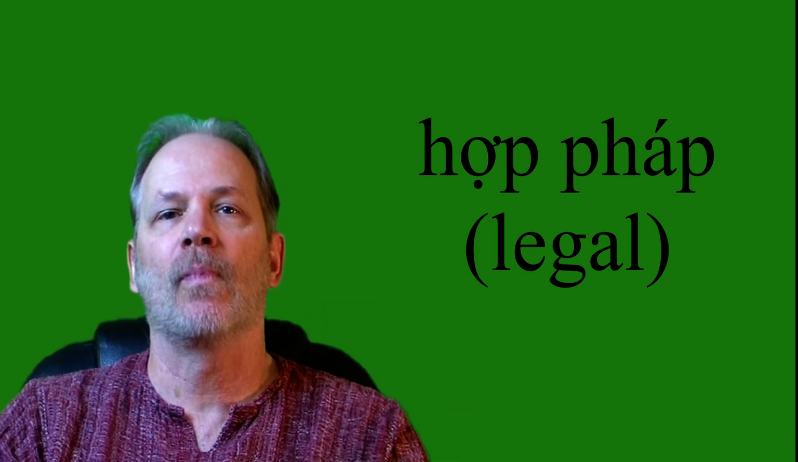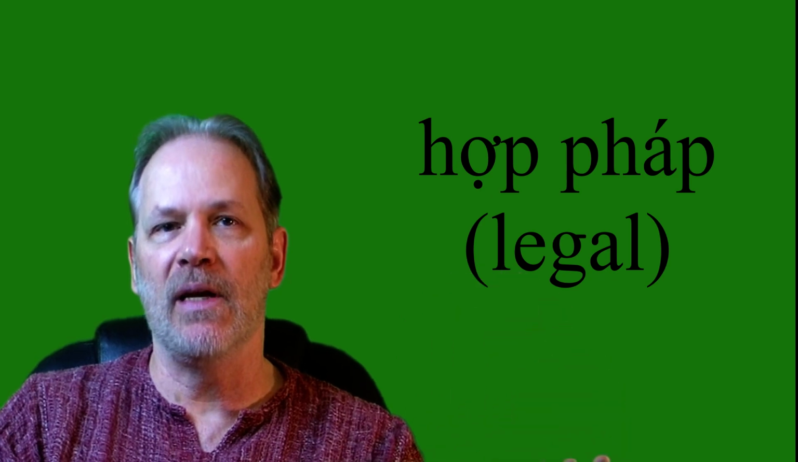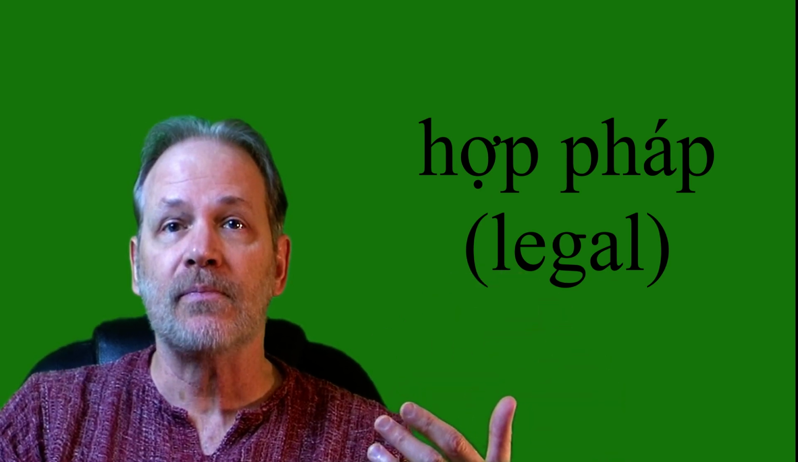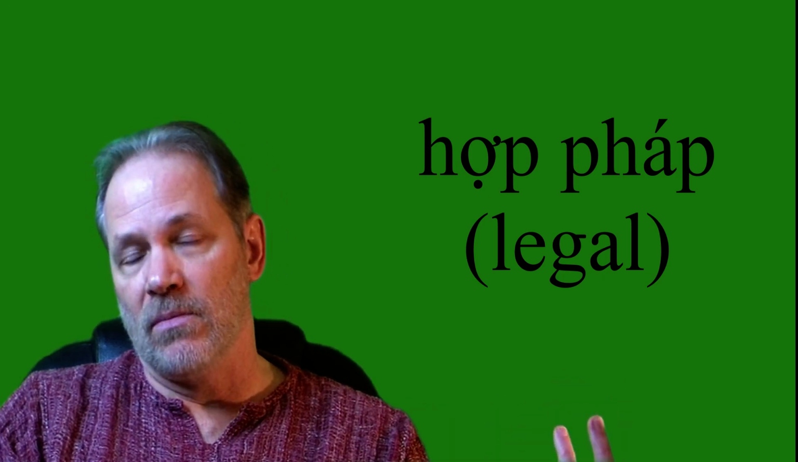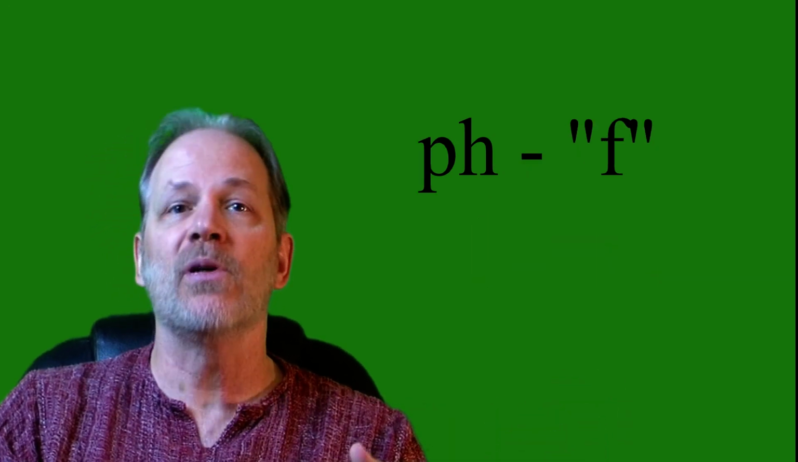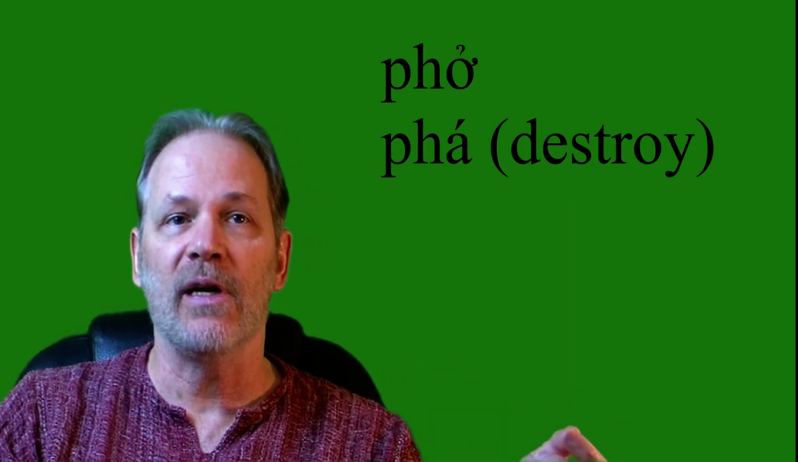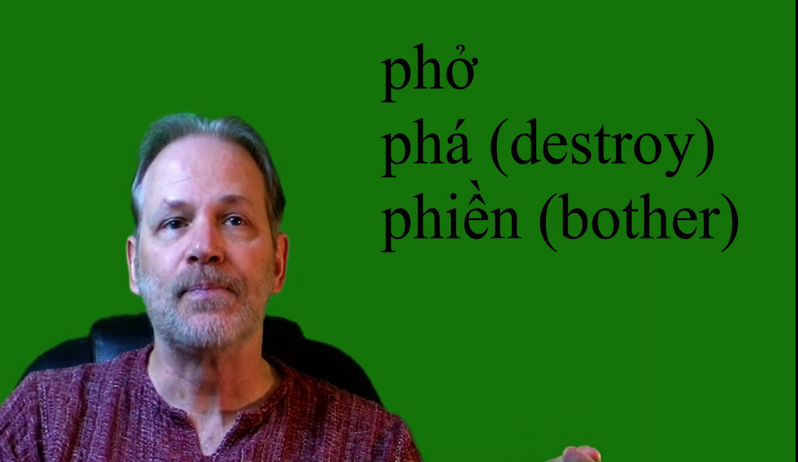Pháp. With pháp, you see that at the beginning of the word, it's the F sound because it's combined with an H. So, like I said, at the beginning of words, it's combined with the H to form the F sound. So you've got the words phá, to destroy, and phiền, to bother.